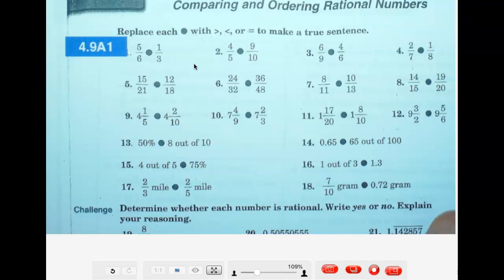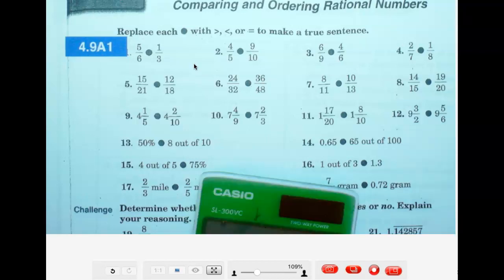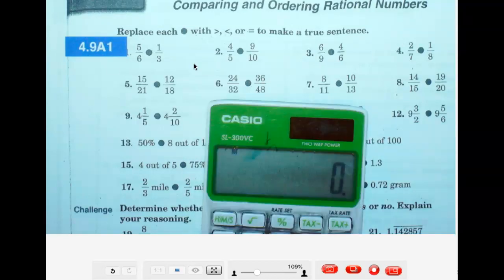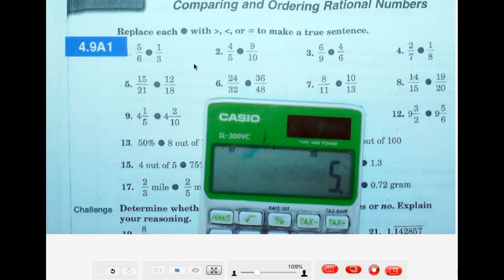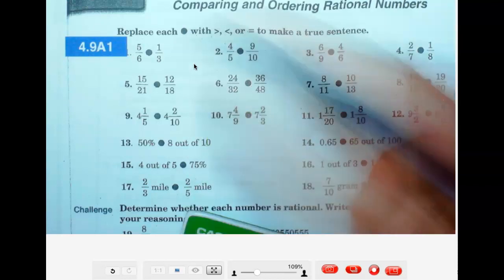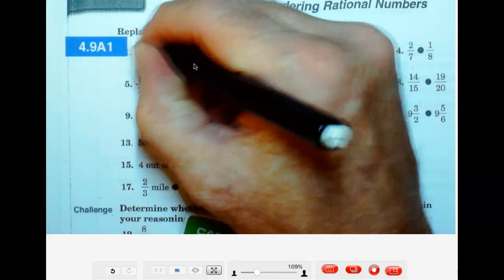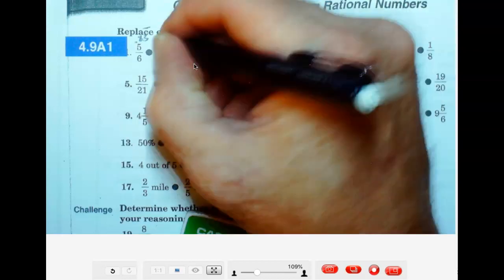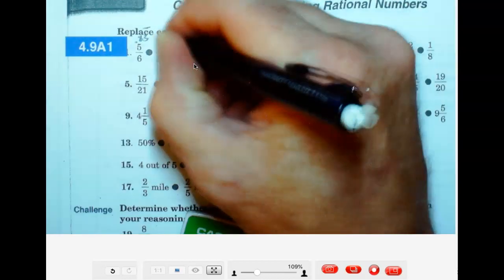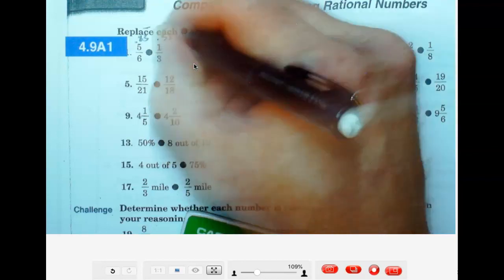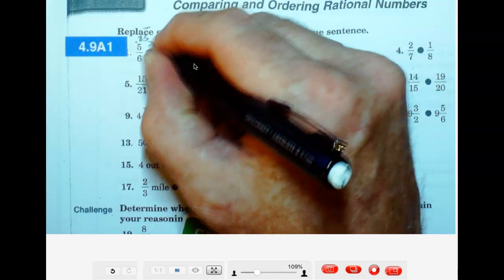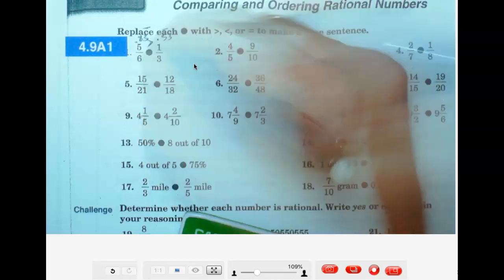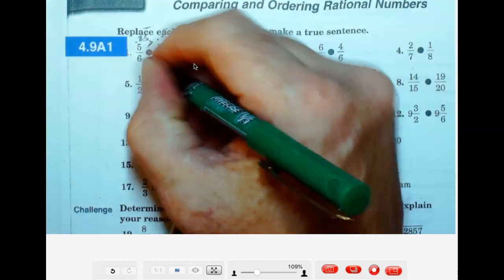So 5/6, well, you can put that in there on your calculator. 5 divided by 6. You get 0.833 or 0.83 repeating. So I'm thinking 83 cents in my head. And I know that 1/3, 1 divided by 3 is 0.33 or 0.3 repeating. Well, 83 cents is bigger than 33 cents. So this one is greater. Maybe I'll do those down here in green.